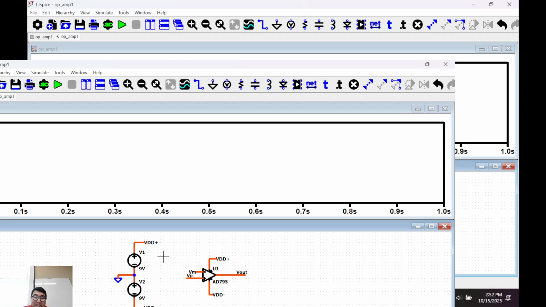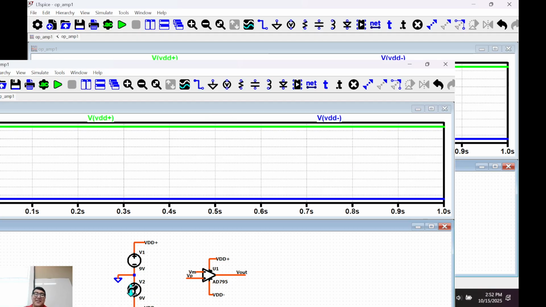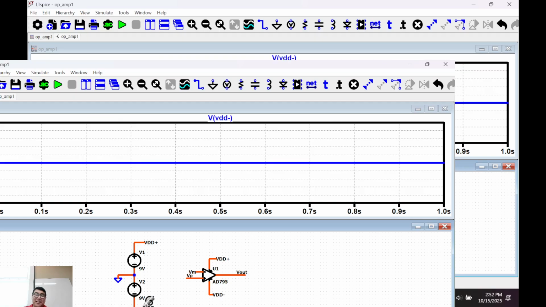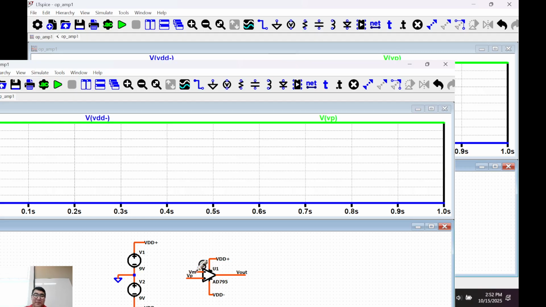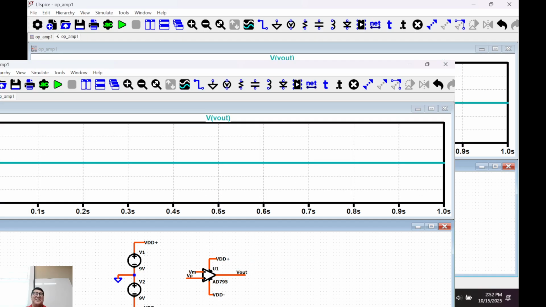Here's my V plus. Actually, let me show you this. VDD, right? 9 volts. VDD minus. Minus 9 volts. Double click. Is that good with everybody? Now we're powering up our op amp. V plus, right? V minus. V out. What's V out? 0 nanovolts. That's like 0, right?